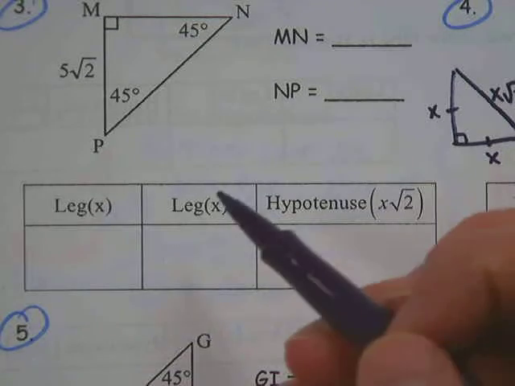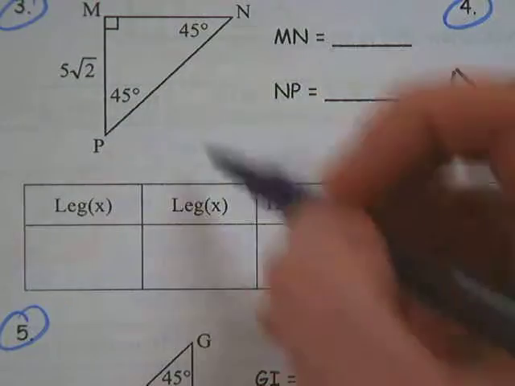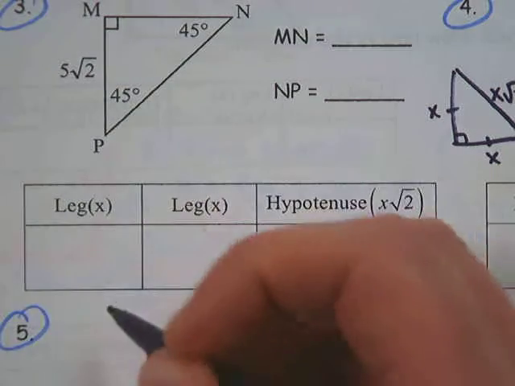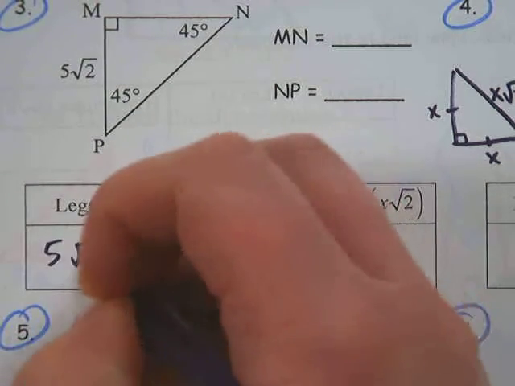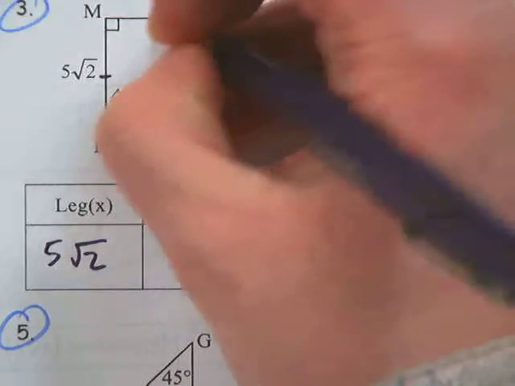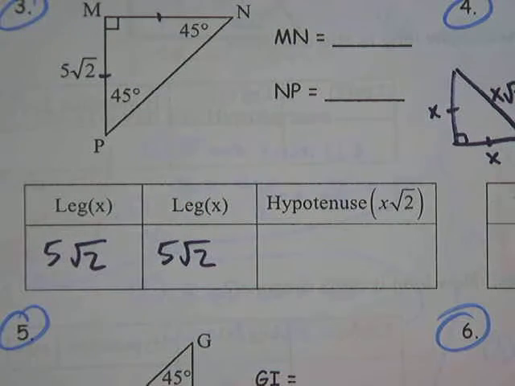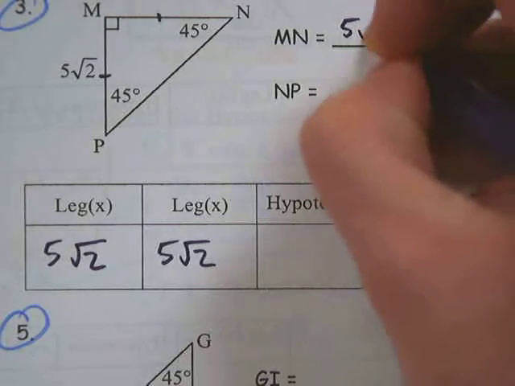So if I look at this problem, notice I'm given a leg. This is the leg, not the hypotenuse. Here's my hypotenuse. So that first leg is 5 root 2. Since it's a 45, 45, 90, I know these legs are the same. So this leg is also 5 root 2. So that tells me my first one, MN, is 5 root 2.